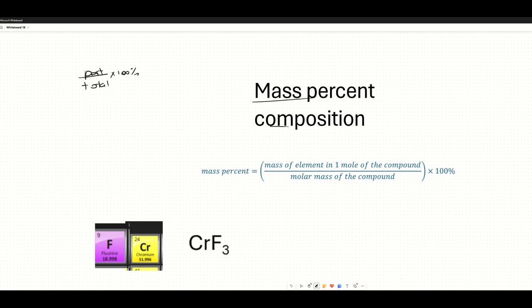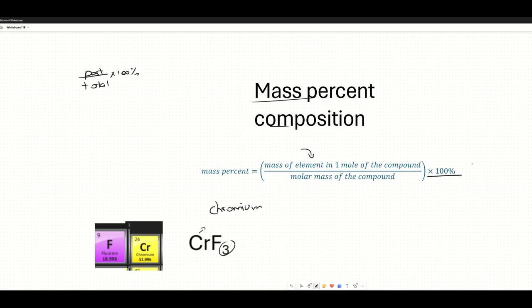So mass percent composition is the same thing. You get the mass of the element in 1 mole of the compound divided by the molar mass of the compound, times 100%. Let's see how this works with chromium(III) fluoride. Chromium is a transition metal, so the charge can vary. This is chromium 3 because this is the charge of the chromium.